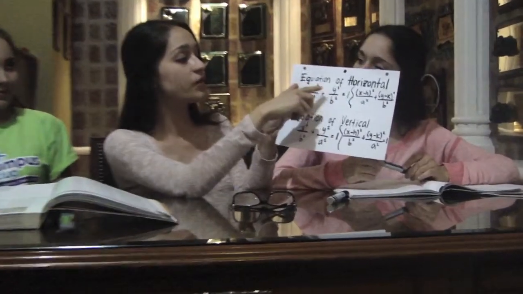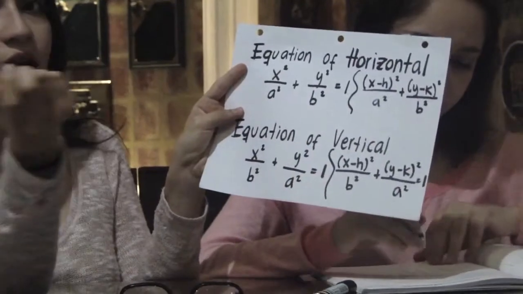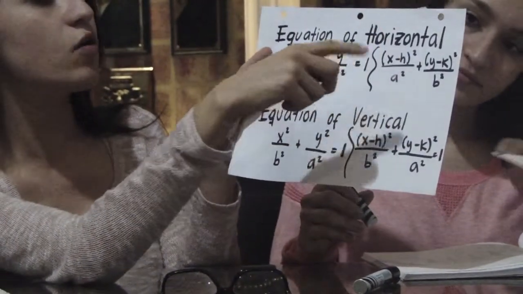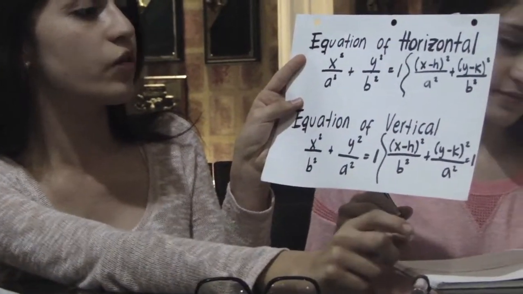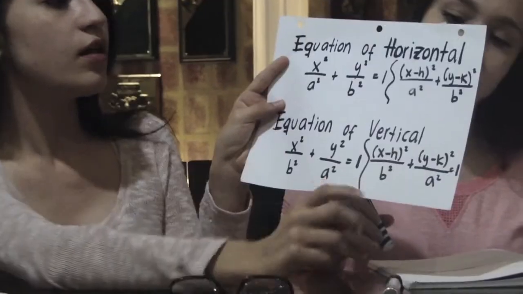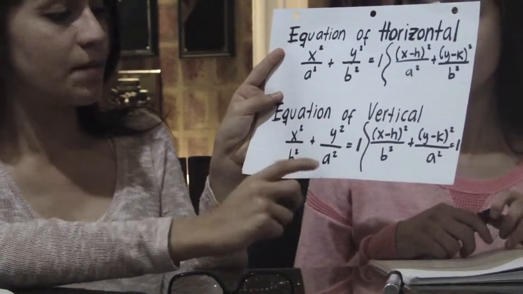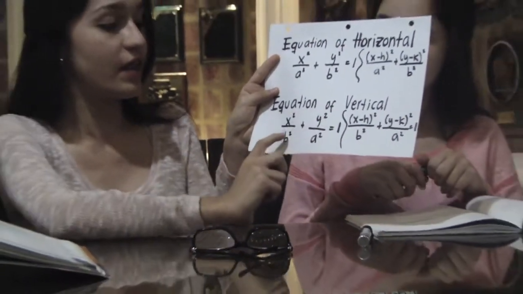For example, for a horizontal, you're going to put x squared over a squared plus y squared over b squared. And then with center (h, k), you put (x minus h) squared over a squared plus (y minus k) squared over b squared. And then you do the same with vertical. Instead, you switch the values of a squared. You put it in y squared and then x squared and b squared.